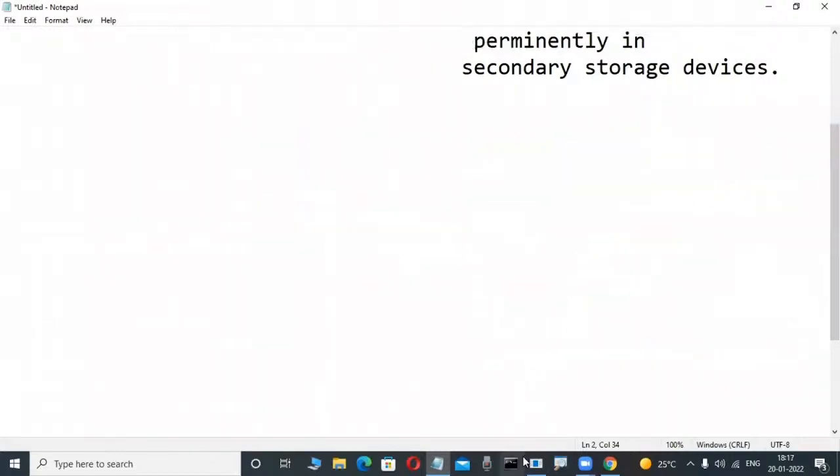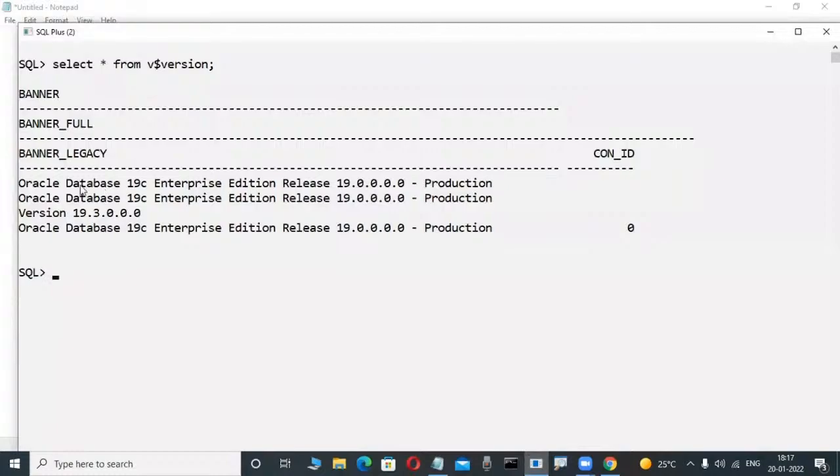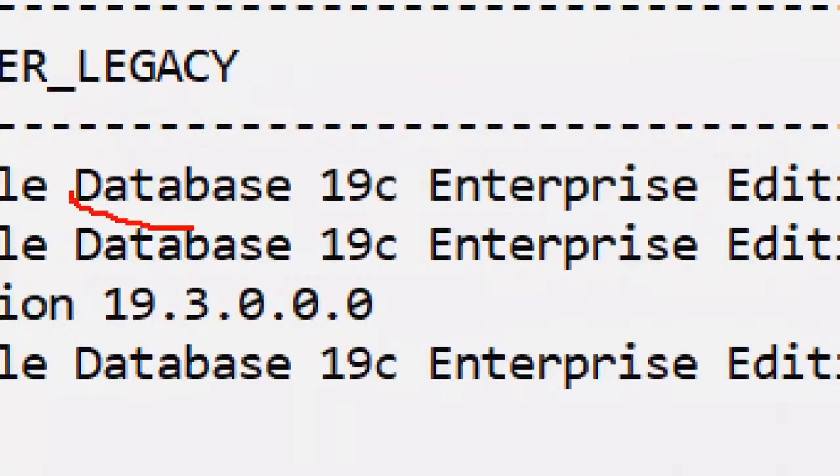Now check it out, concentrate here. For example, don't worry, suppose this is an Oracle database in my system. We are teaching many classes here.